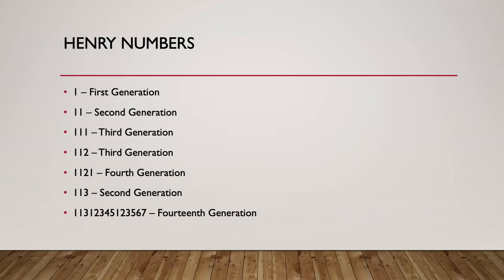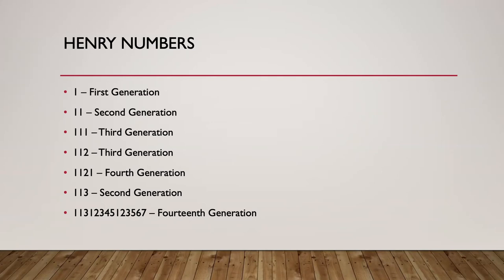And this number, 11312345123567, is actually the 14th generation. So if you count the numbers in a Henry number, you have the generation. See how the single digit 1 is first generation, and then 11, that's not eleven, that's one-one. Those are two digits, so that's the second generation. Third generation is 3 digits. Fourth generation is 4 digits.